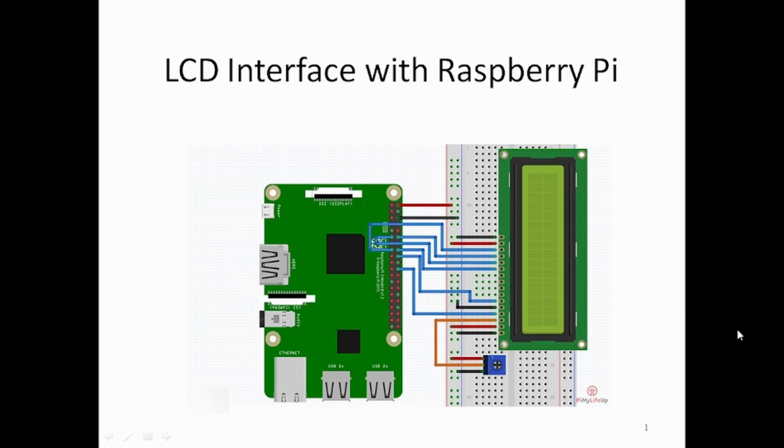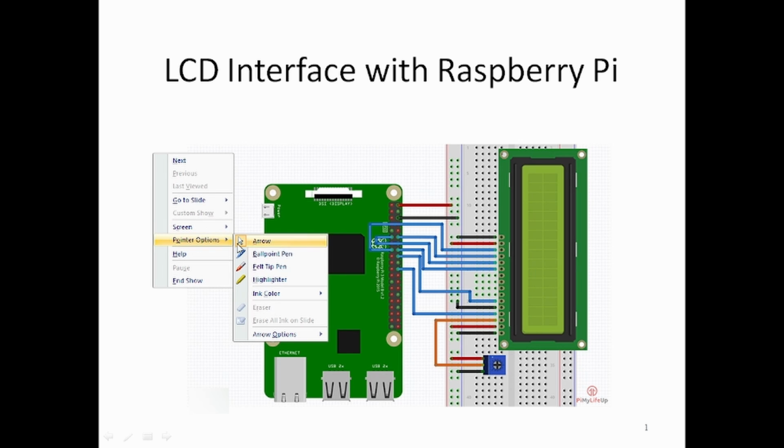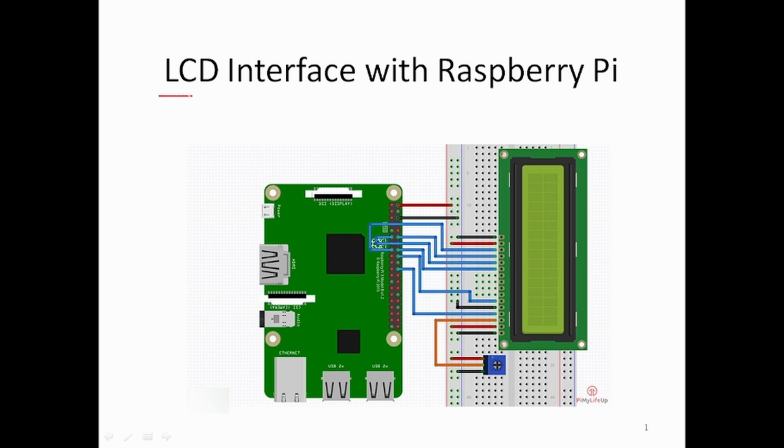In this video, we will see how to interface LCD with Raspberry Pi board. LCD is a display device. Here in the image, you can see this device is called LCD. It's a liquid crystal display.